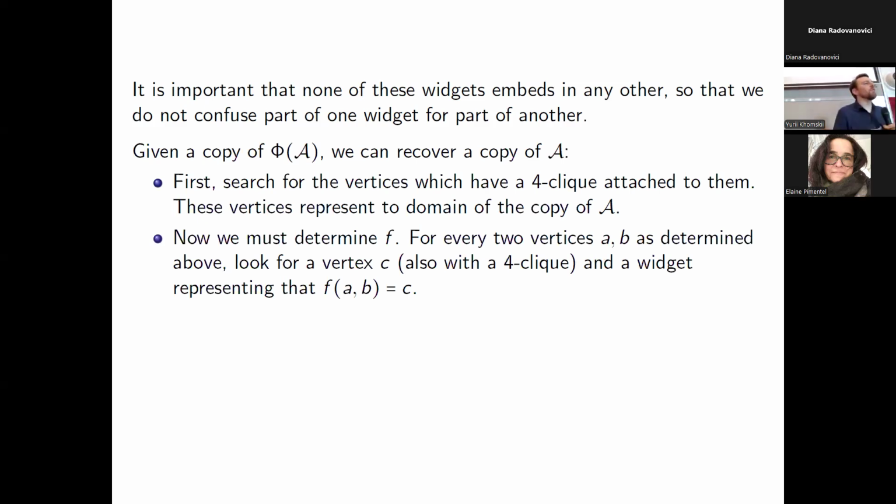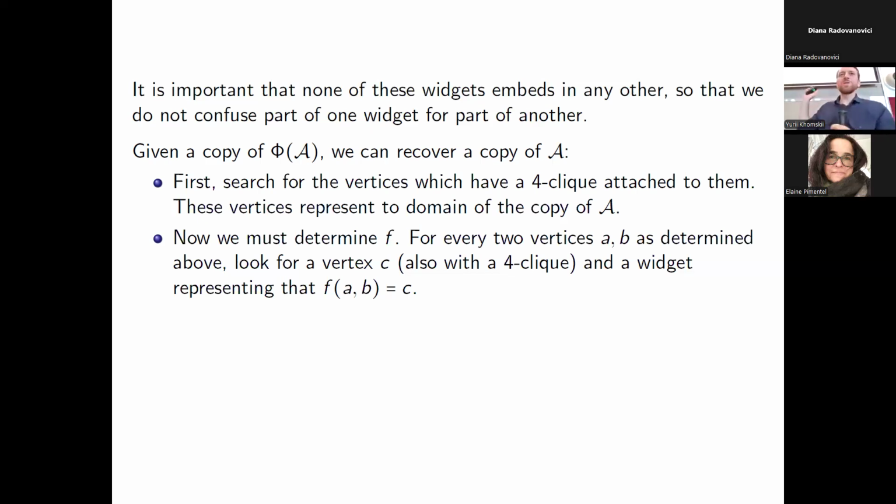And then you want to recover what the function does. So for any 2 vertices A and B, you're going to look for some third vertex C. And these should all be these special vertices that were specially marked. And then you want to look for one of those pentagons with the line that they're all attached to. And they should all be attached in the right way. And once you find a C like that, then you say, I know that F of A and B is going to be equal to C. So you've encoded this original structure into the graph in a way that you can then recover it.